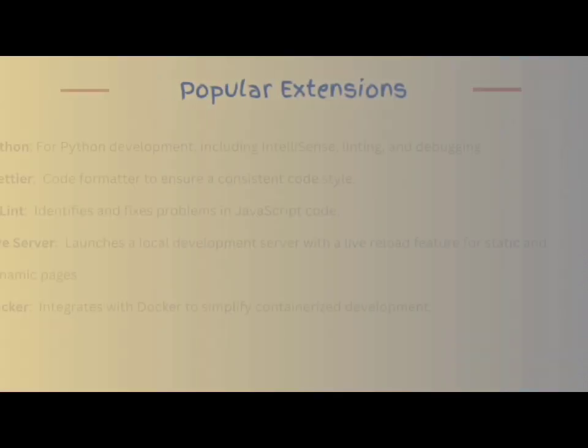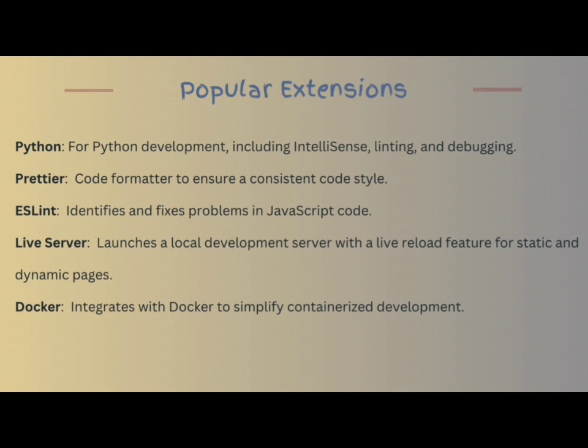Number 2. Popular extensions. Python, for Python development, including IntelliSense, linting, and debugging. Prettier, a code formatter to ensure a consistent code style. ESLint identifies and fixes problems in JavaScript code. Live Server launches a local development server with a live reload feature for static and dynamic pages. Docker integrates with Docker to simplify containerized development.